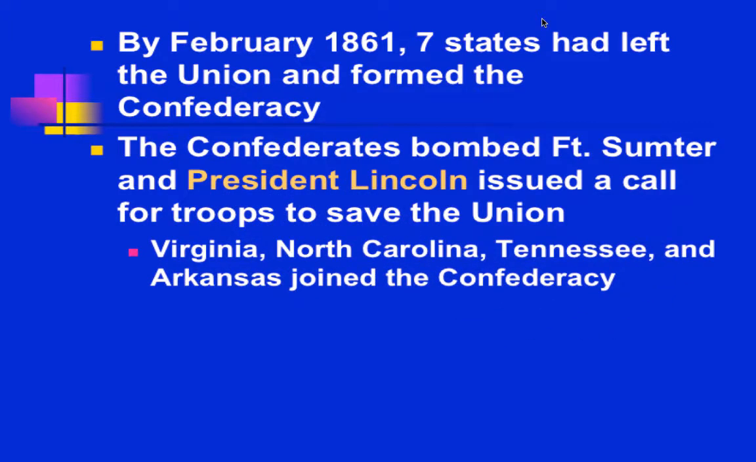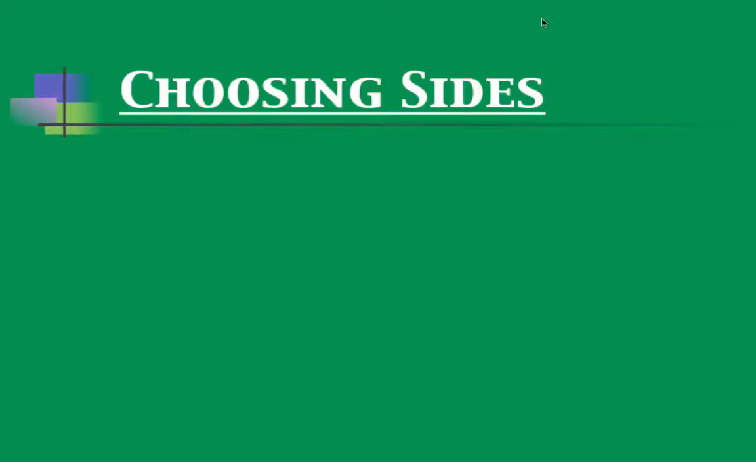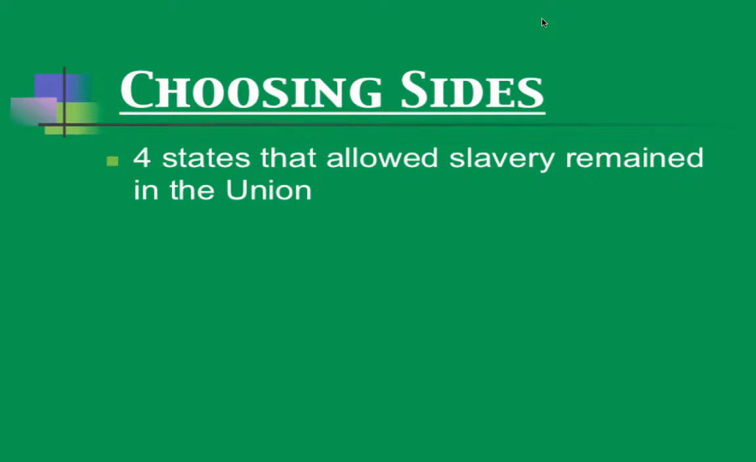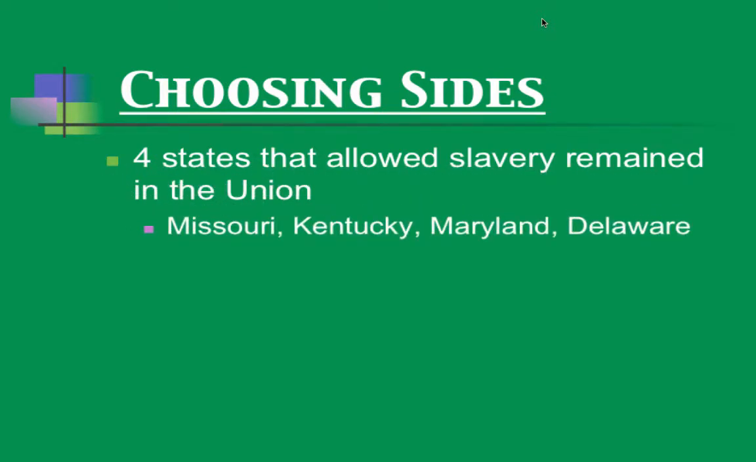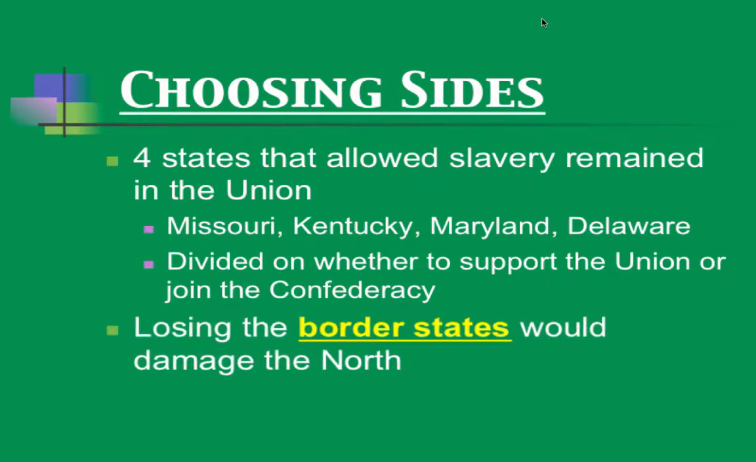President Lincoln immediately issued a call to troops to save the Union, and Virginia, North Carolina, Tennessee, and Arkansas all joined the Confederacy. At the time, they decided that the Confederate capital would be Richmond, Virginia, only 100 miles away from Washington, D.C. So 4 states, however, did decide to remain in the Union. These states all had slavery: Missouri, Kentucky, Maryland, and Delaware. Now, they were divided on whether to support the Union or to join the Confederacy. They were known as border states.